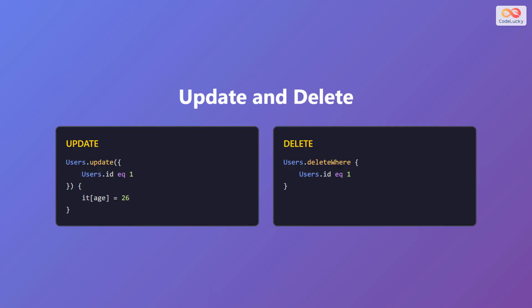Finally, let's look at updating and deleting data. For updates, use the update method with a where clause to specify which records to modify. In the example, we're updating the age to 26 for the user with id equal to 1. For deletes, use the deleteWhere method with a condition. Here we're deleting the user where id equals 1. Both operations are performed within transactions and benefit from Exposed's type-safe syntax, ensuring you don't make mistakes with column names or types.